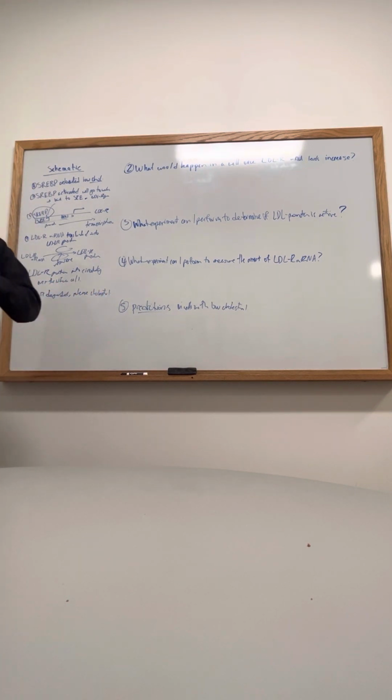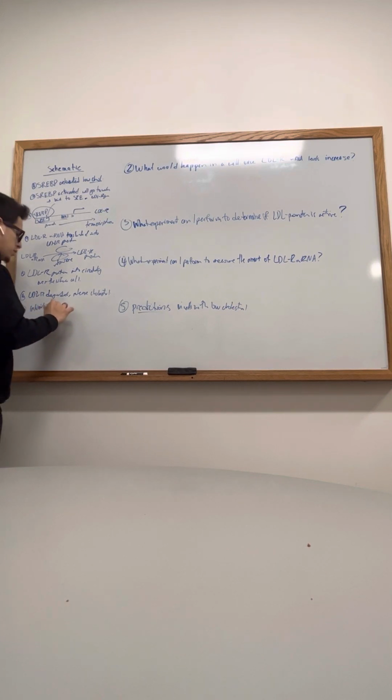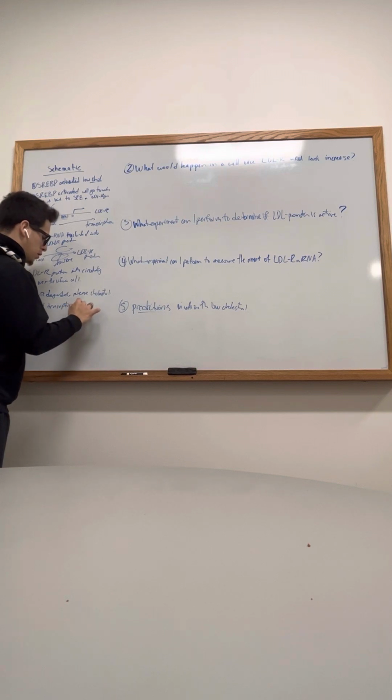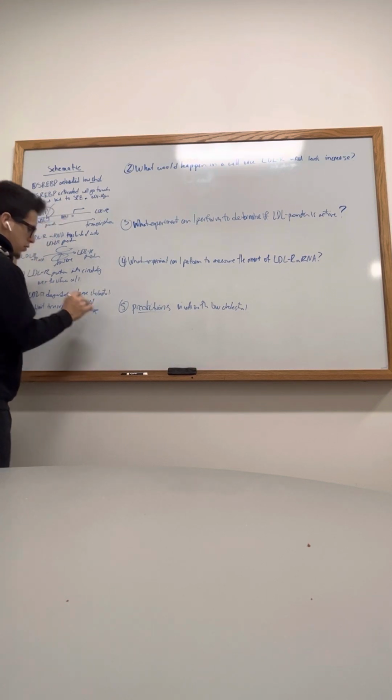And after the LDL is degraded and the cholesterol is released, that would inhibit the SREBP activation and transcription of mRNA. So if the cholesterol increases, it will inhibit the LDLR activation and the transcription of the mRNA. So that's the schematic.